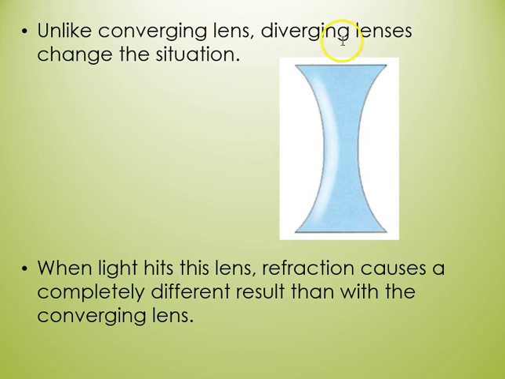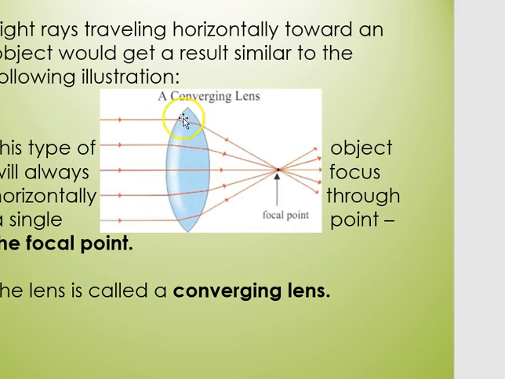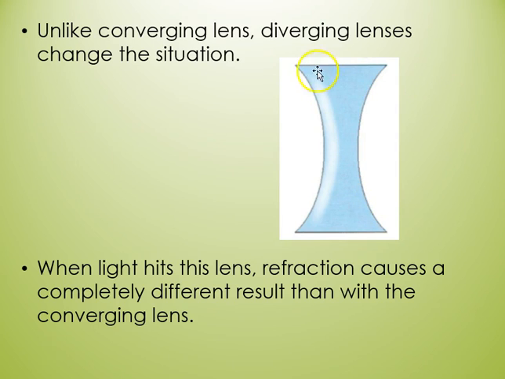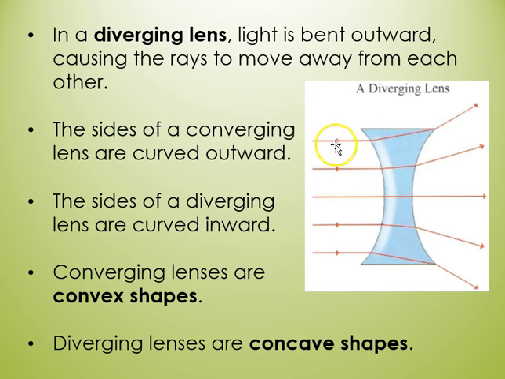Unlike converging lenses, diverging lenses change the situation. So we went from this shape that you can see right here to this shape. And when the light hits this lens, refraction causes a completely different result than with the converging lens that we just studied. This is called a diverging lens, and light is bent outward, causing the rays to move away from each other. So you can see that the light rays enter horizontally, but because of the shape of the lens, they're separated and moved outward.